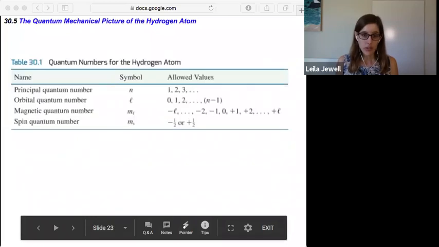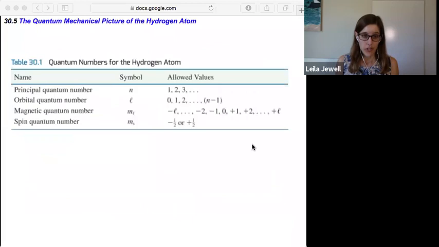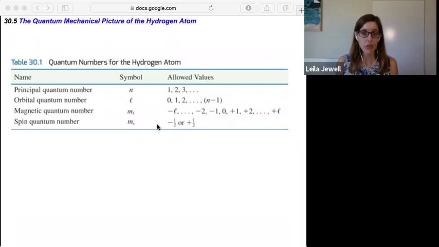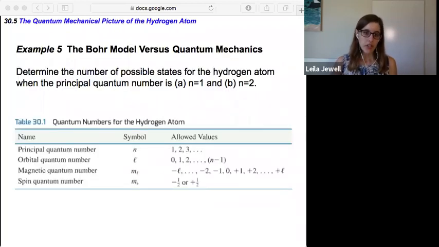So all of these rules are summed up in table 30.1, which shows the name of all 4 quantum numbers, the symbol that's used for them, and the allowed values, which is really handy as a reference. So with this in mind, let's look at an example of the Bohr model versus quantum mechanics. Determine the number of possible states for the hydrogen atom when the principal quantum number is A, n equals 1, and B, n equals 2.